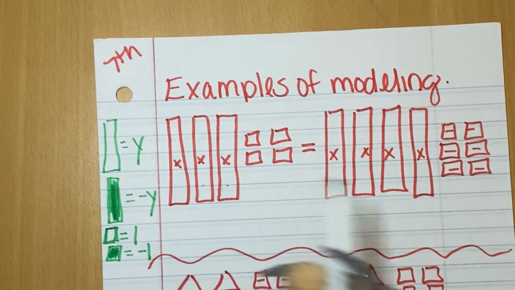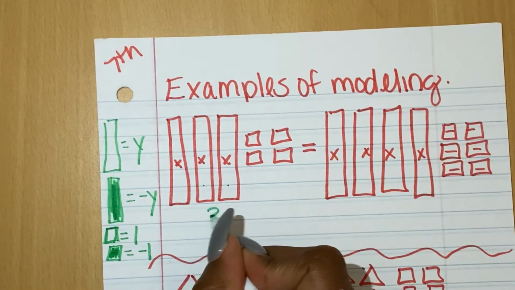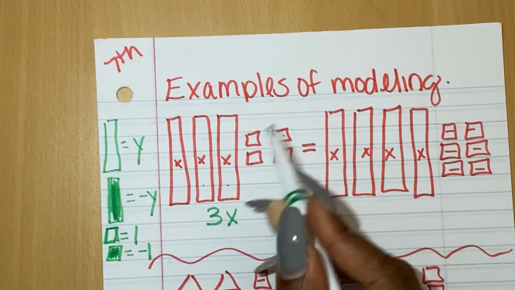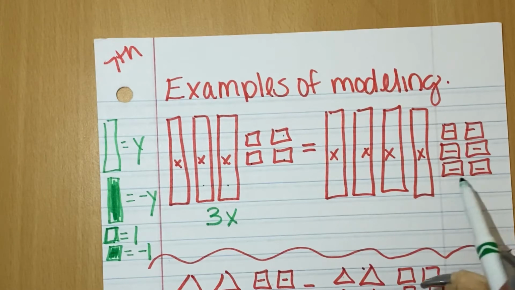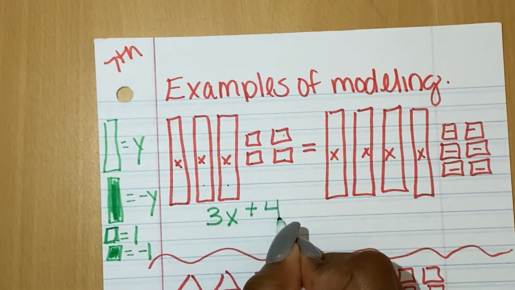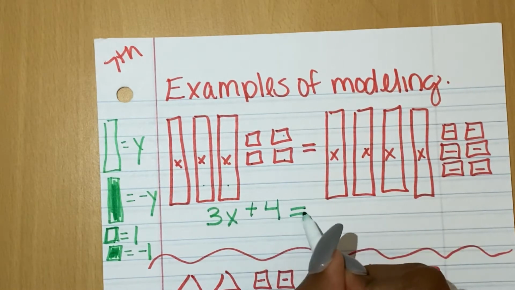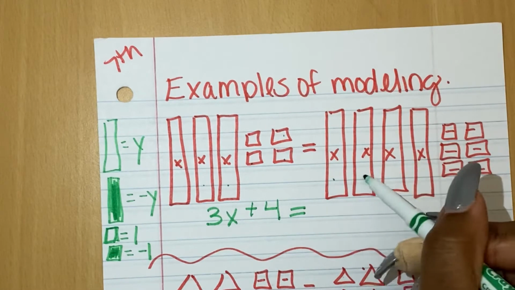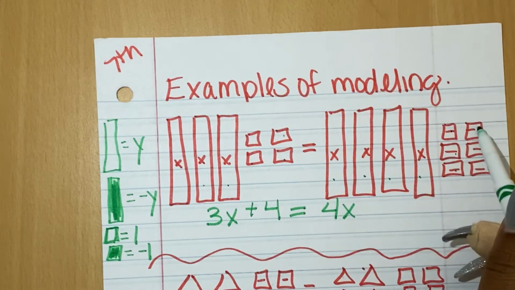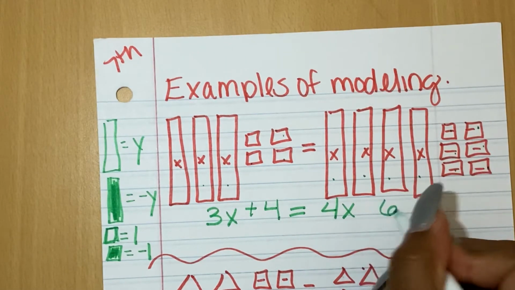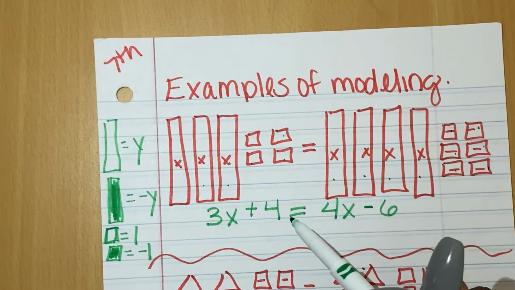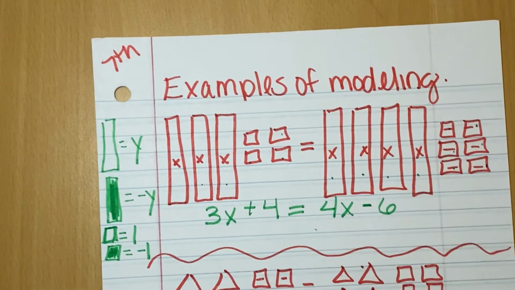I see 1, 2, 3 x's. So I would write 3x. I see 1, 2, 3, 4 positives, and I know that these are positive because they're blank, and these over here have negative symbols in them. So these are positive, so plus 4 equals, because my equal sign is in the middle, here's 1, 2, 3, 4 x's. And there are 1, 2, 3, 4, 5, 6 boxes with negatives in them, so minus 6. Okay? That is an example of how to write an equation from a model.